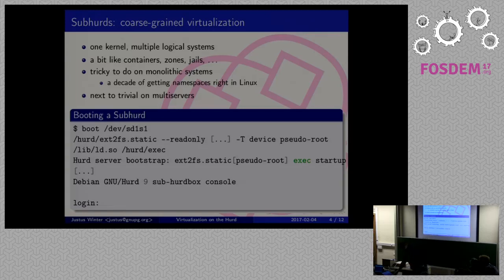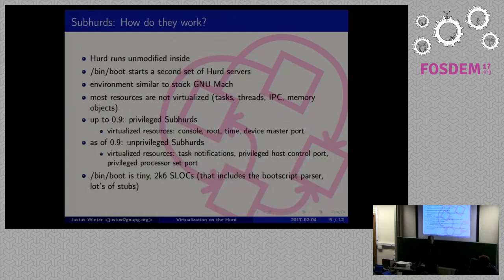What you see here is a screenshot of starting a Debian GNU Hurd system that I installed using debootstrap, and I just tweaked it a tiny bit. Basically the Hurd system runs unmodified inside, and it's just the Debian bits that don't quite cope with the subhurd environment, but it works to a large extent. So how does it actually work?